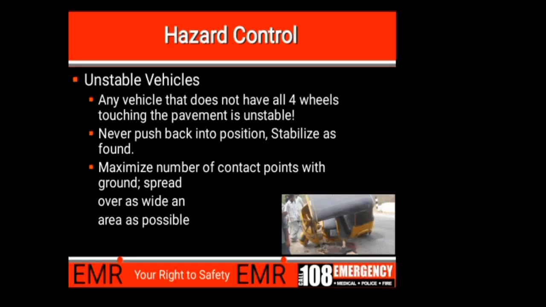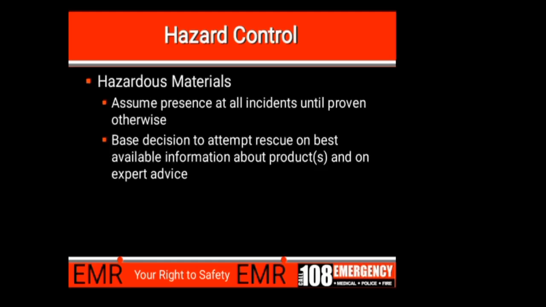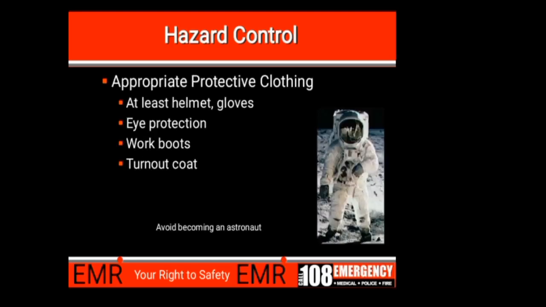Unstable vehicle: if any vehicle is unstable, that is, for a four-wheeler, if only two wheels or three wheels are touching the floor, then it is unstable. So we have to be very careful. We should not get caught up behind or below the vehicle. Hazardous materials, we have to expect whether they can be present in that place. So based on that, we have to make the decisions.